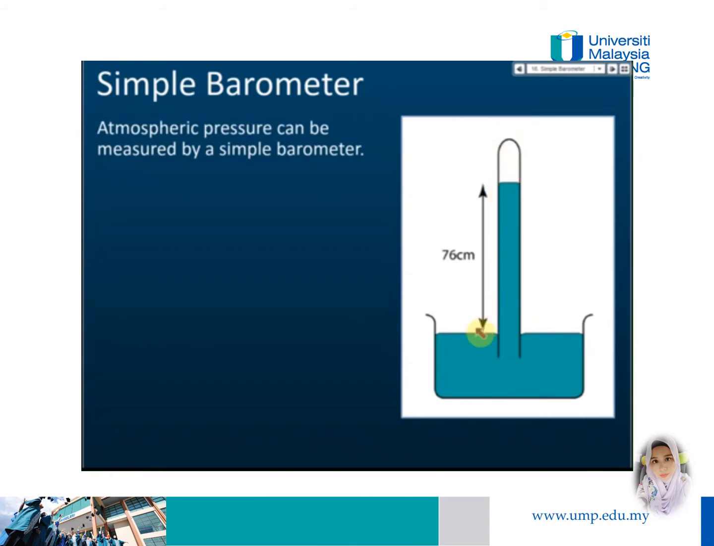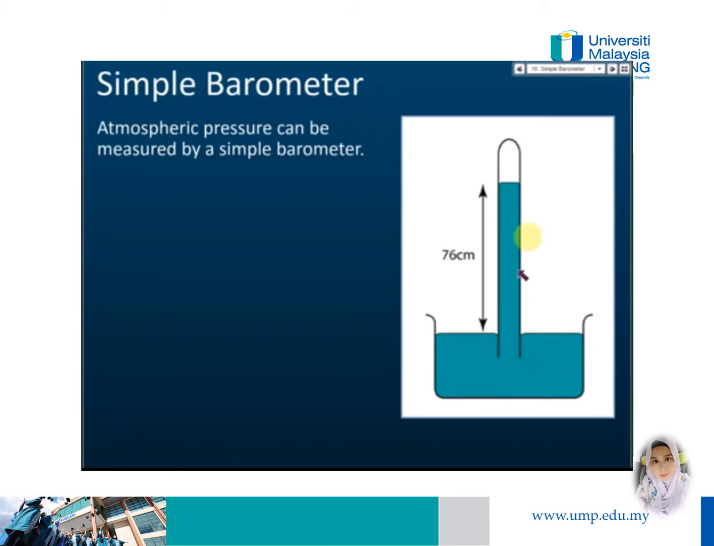So what we do is we have a container filled with mercury. We have a long tube. You fill it with mercury, fill it full, and then close it. After you close it, place this open end into the container that contains the mercury and open the hole.